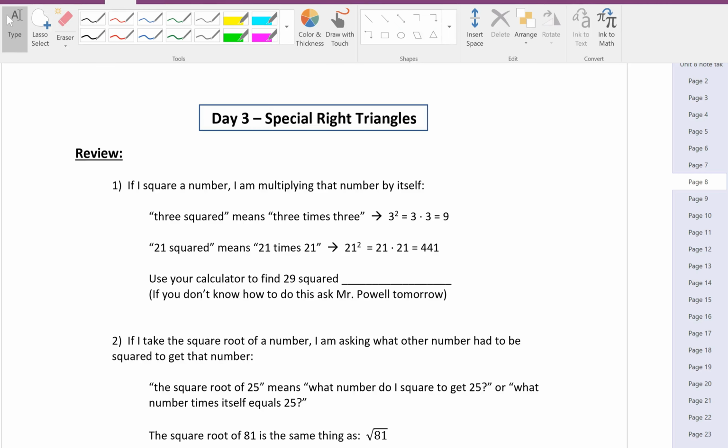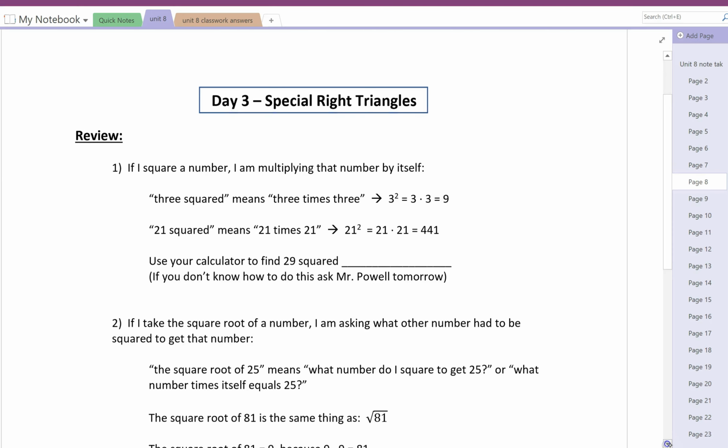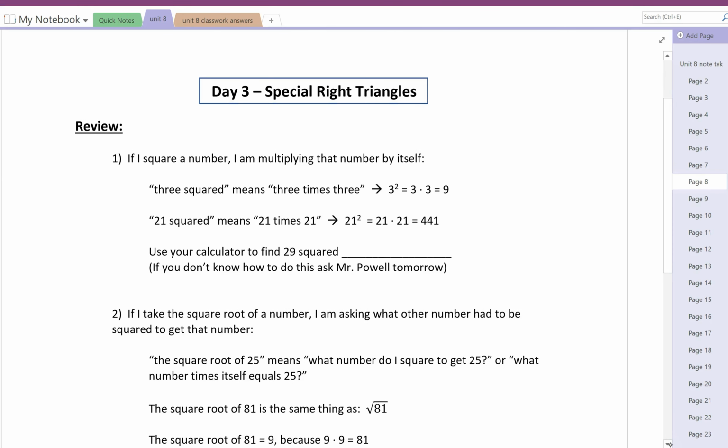Okay, day 3, special right triangles. A couple minutes of review before we get into the new stuff. Got to talk about squaring things and taking the square root of things because we're going to use that a lot in the rest of this chapter. And I know most of you know it, but just bear with me as I go through these examples.